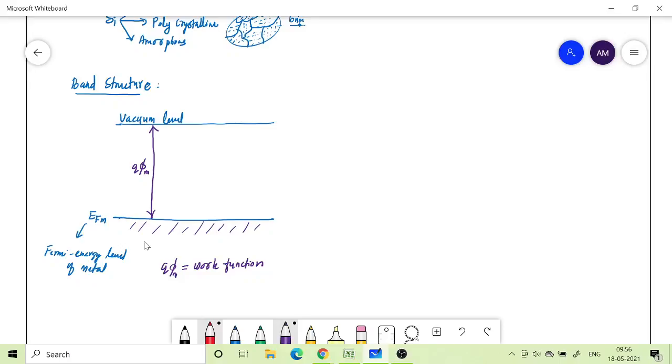Now if we go into the oxide region, oxide and semiconductor, probably you are already familiar. Oxide has a large energy gap. If I may draw this, the large energy gap, suppose it is like this.